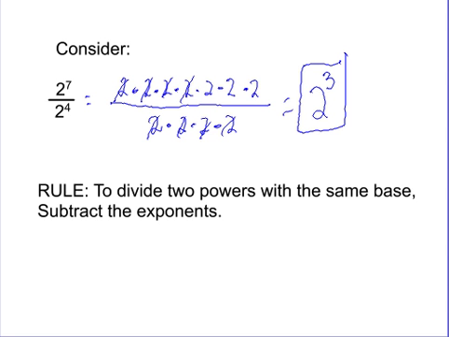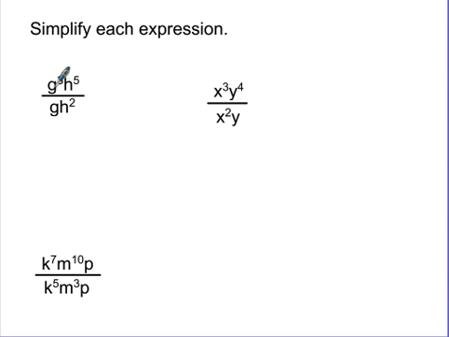All right, so now we get to work through a few examples. So g to the 3rd, h to the 5th over g h to the 2nd. Subtract the exponents for each base. It would be g to the 2nd, h to the 3rd. 3 minus 1 is 2, 5 minus 2 is 3. It's pretty simple, right? How about this guy? x to the 3rd over x squared would be x, and then y to the 4th over y is y to the 3rd. So x y to the 3rd.